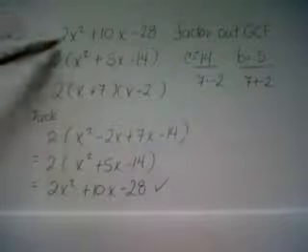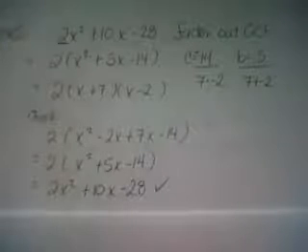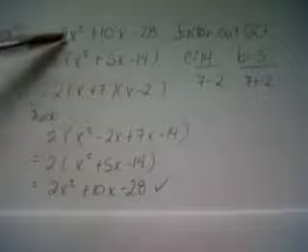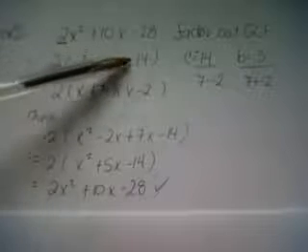Now let's take a look at this problem. And this problem's a little different because I no longer have an a value that is 1 here. Instead, I notice I have a 2. So whenever you have an a value that is not 1, the very first thing you want to think of is, can I factor out a greatest common factor? And it just so happens that I can. So I factor out that greatest common factor. When I factor out the 2, I'm left with x squared plus 5x minus 14. So I now have this.